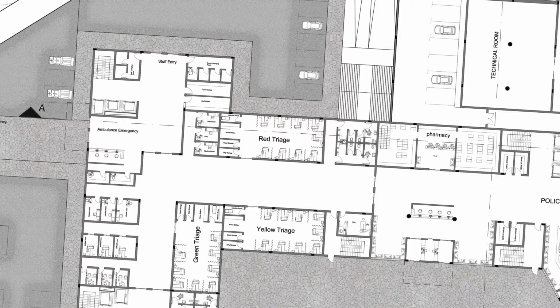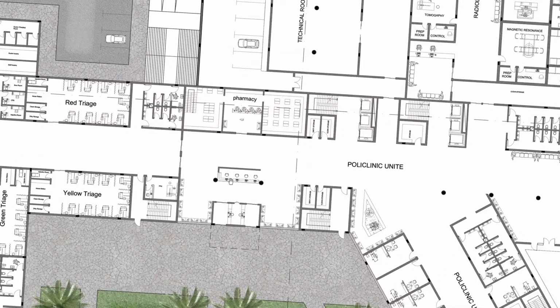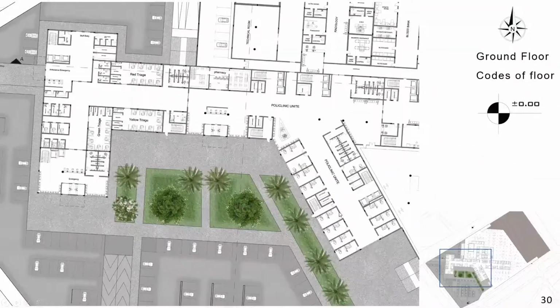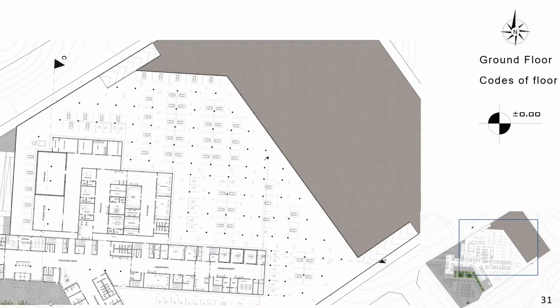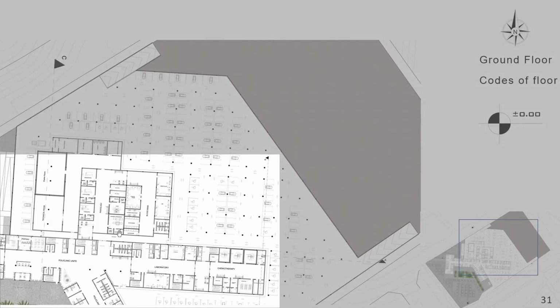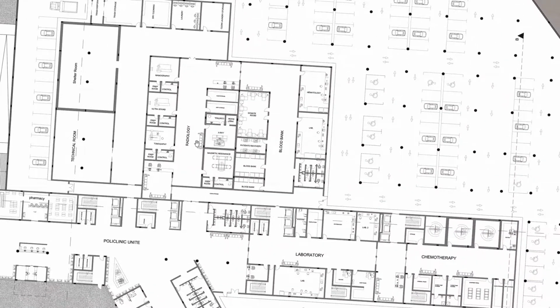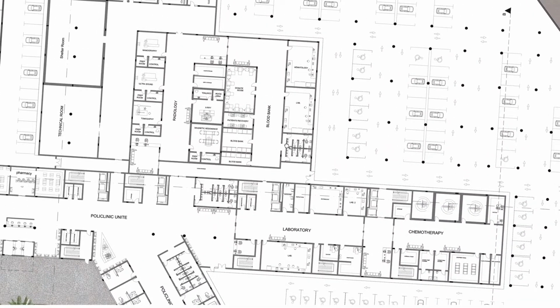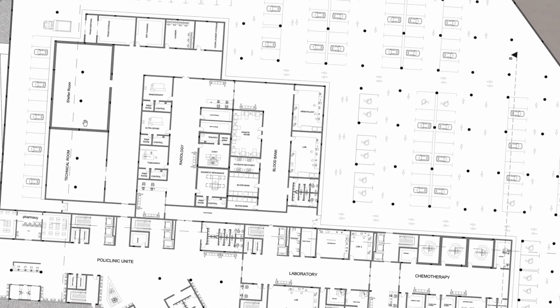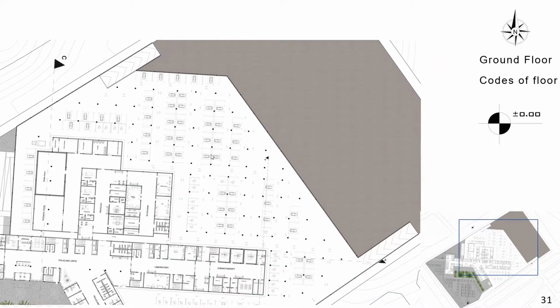And here we have the staff entrance, and this elevator will work with the operation as well. Here we have the main entrance for the pharmacy, and here is a part of the polyclinic. And in this part, the ground floor of my project, I have radiology, blood bank, laboratory, and chemotherapy, shelters and technical room, and public parking.